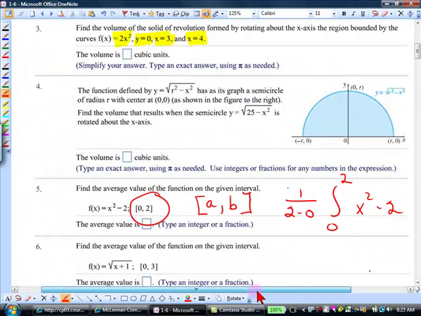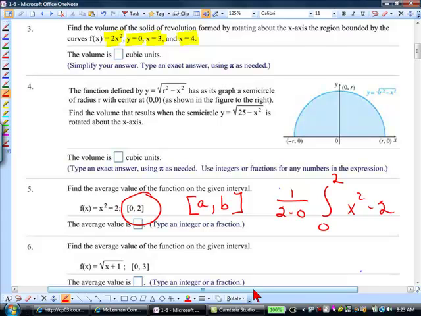All right. Number 4 actually gives you a sketch. You could put it in, but they already have it for you. The function defined by y equals the square root of r squared minus x squared is a semicircle, and it has a radius of r. Find the volume that results when the semicircle y equals the square root of 25 minus x squared is rotated about the x-axis. What is r in this semicircle? Well, r squared is 25, so what's r? 5. And negative 5. So these points over here are going to be negative 5 and 5. That's going to be your interval. So you have to realize that when you get ready to do that.